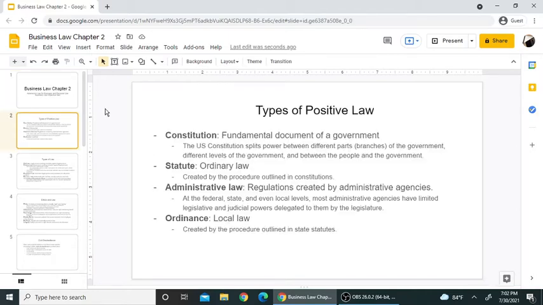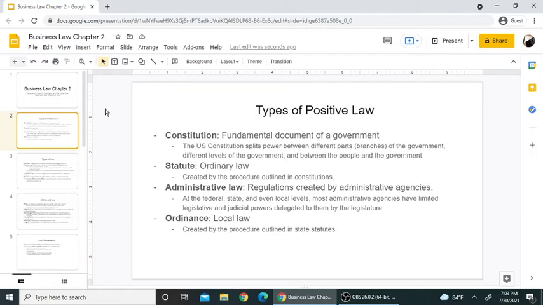Let's start with the types of positive law. So there are four main types. The first is the Constitution. This can be at the federal or the state levels. Many local governments also have either constitutions or charters that have a similar purpose. And so the constitution or charter of a certain government is basically the fundamental document and law of that government. It outlines the basic structure and creates the main authorities of that government.